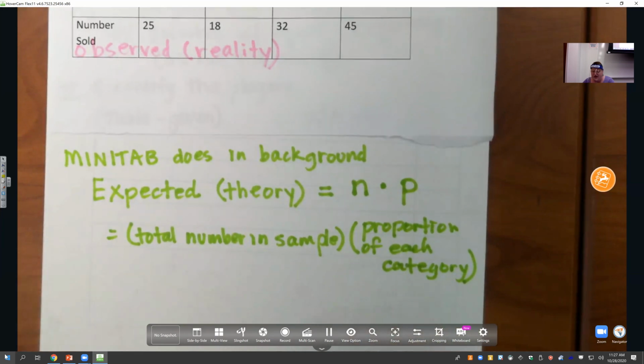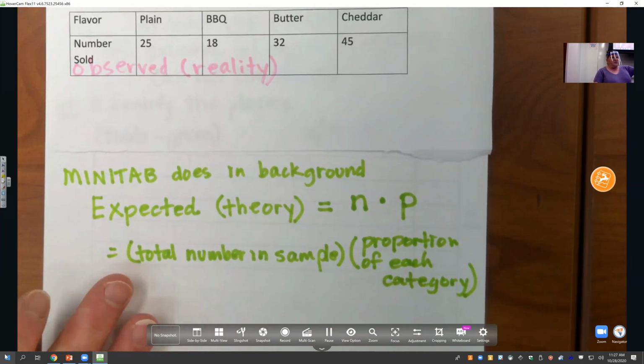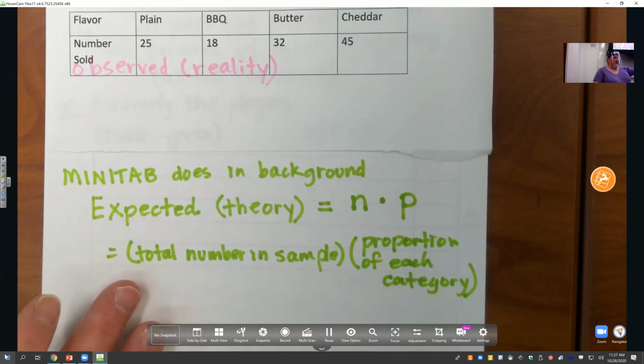Okay, now I want to see if you guys can think this through for me. I got 4 flavors: plain, cheddar, butter, and barbecue. If they're going to occur with equal frequency, remembering it has to be a total of 100%, what percentage would you have for each one?